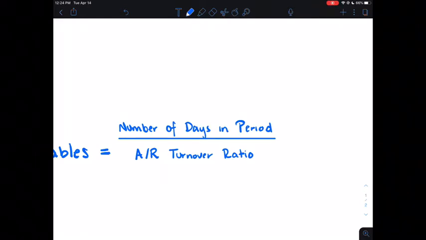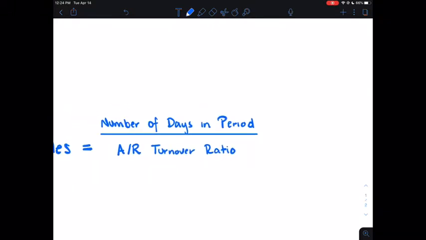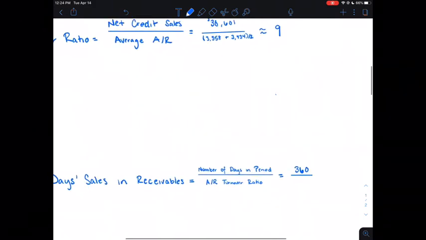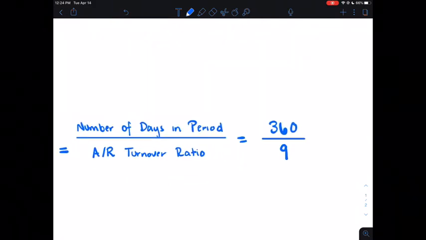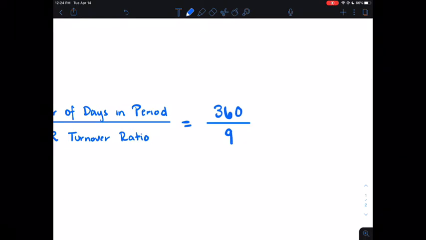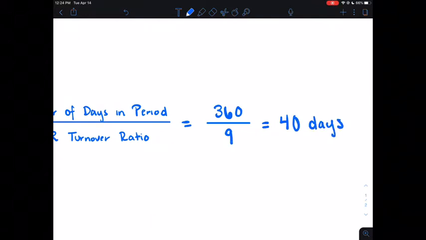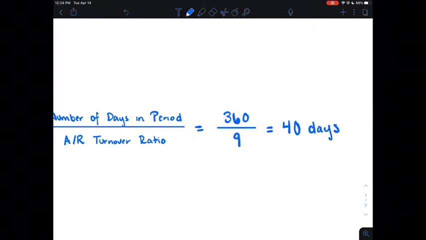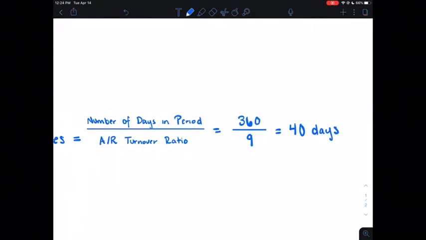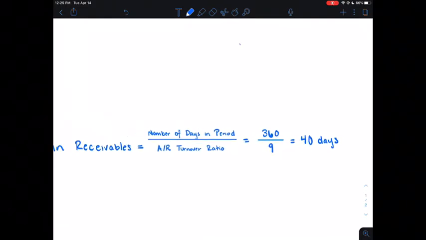We assume that there are 360 days in the period for simplicity. It's basically a year. We just use 360 for rounder numbers. The accounts receivable turnover ratio we just found is 9. Then we just divide the two and we get 40 days. It took 40 days for Acme Company to collect its accounts receivable on average.